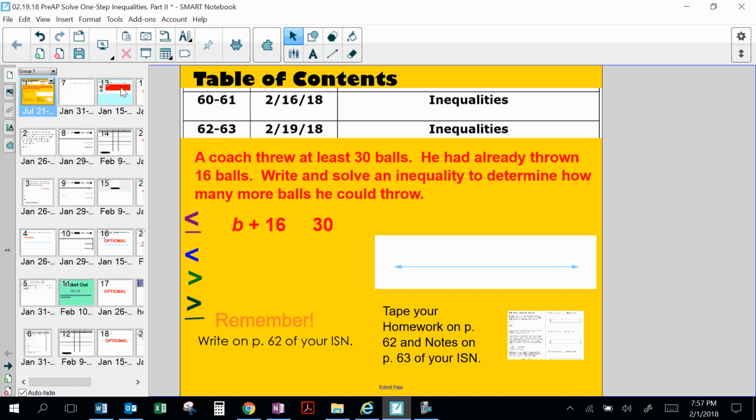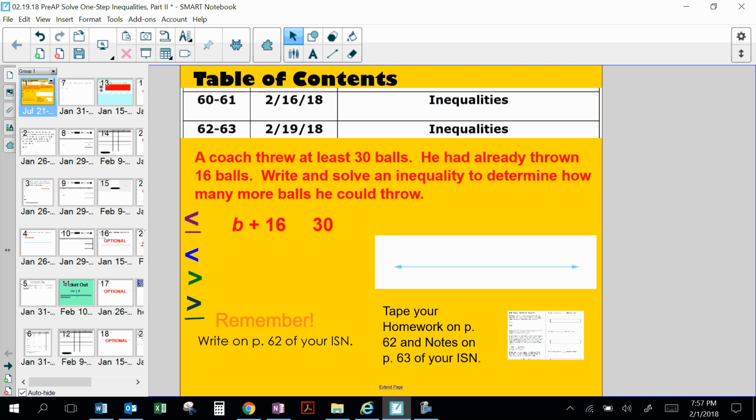This video is over how to solve one-step inequalities part 2. A coach threw at least 30 balls. He had already thrown 16 balls. Write and solve an inequality to determine how many more balls he could throw. So he threw 16 balls, but he can throw more. But it has to be at least 30.